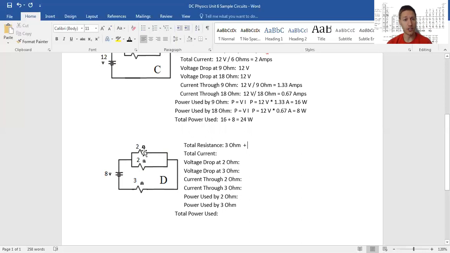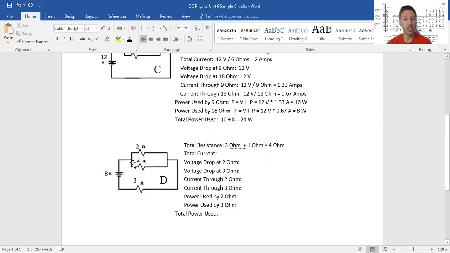Then we've got to find out what this parallel section looks like. In the case of a parallel section where we have the same resistor, we can just divide by the number of resistors. Since we have 2 resistors, we'll take 2 divided by 2. This looks like a 1 ohm resistor. So the total resistance of the circuit is 4 ohms, because everyone hits a 3 ohm resistor in series, and the parallel section works out to 1 ohm.